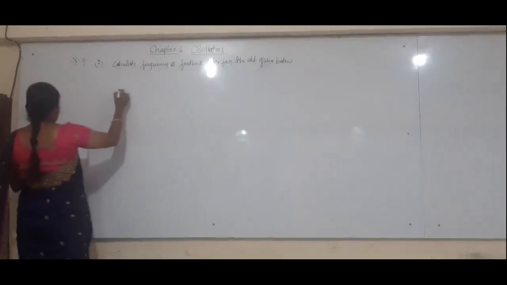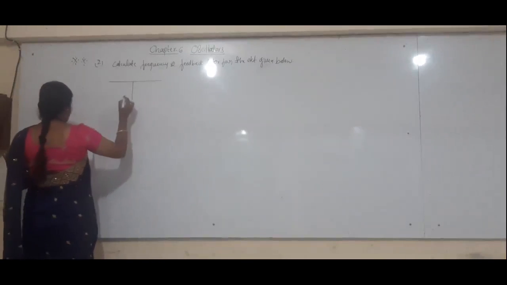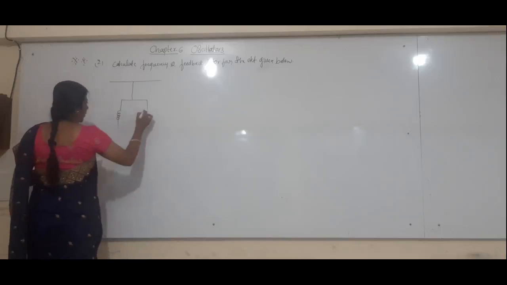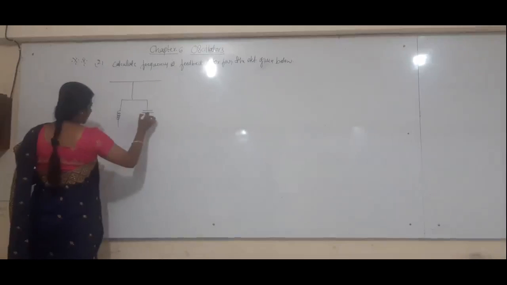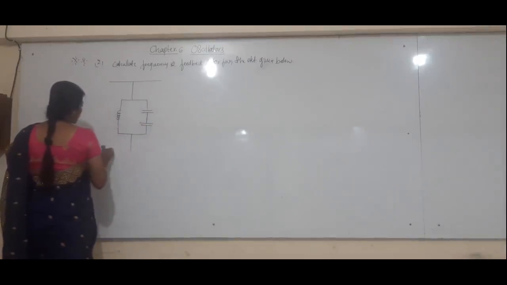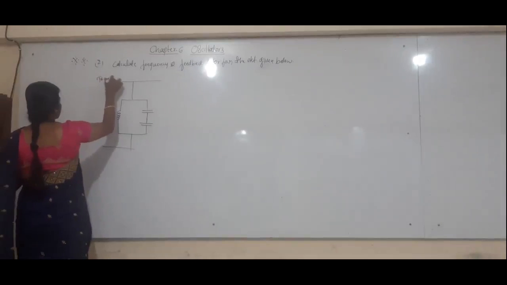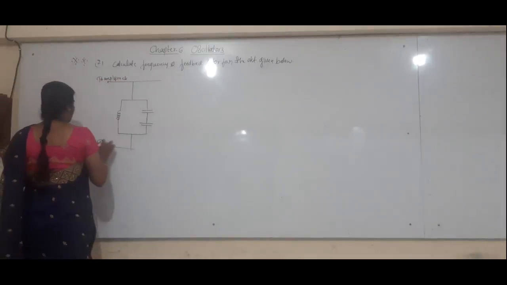So the circuit is here. It consists of a tank circuit. Only simply the tank circuit is given here. Instead of giving all values, they have given only the tank circuit values, which is a very important part to determine the frequency of oscillations. So here is the amplifier circuit.